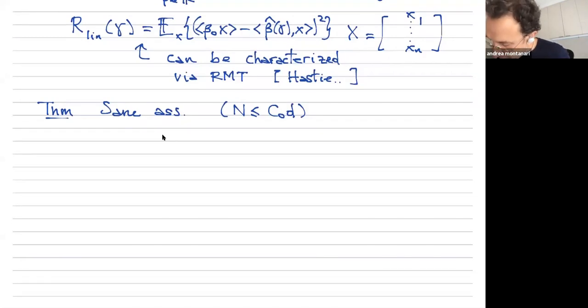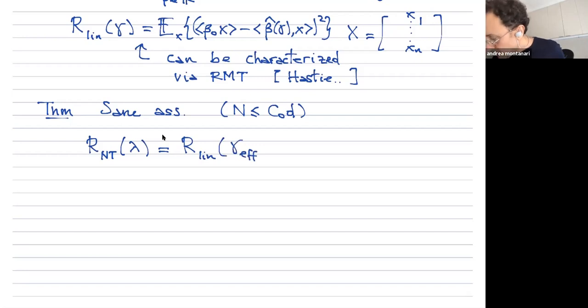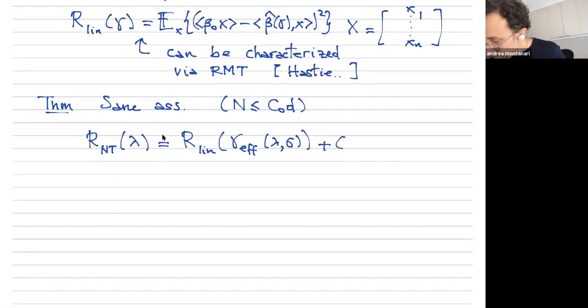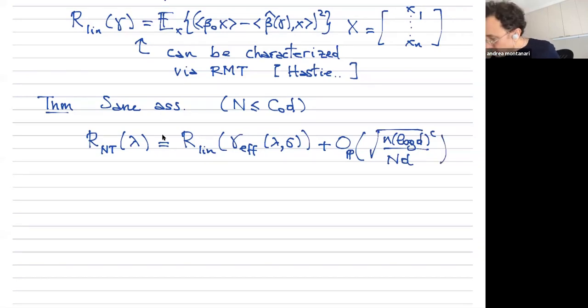Under this assumption, we have that the risk of the neural tangent model at regularization lambda is equal to the risk of the linear model at a new regularization that I'll call gamma effective, that depends on lambda and sigma, the activation function, plus an error that is of order n log d to the c and d. Okay, here we're not very careful in tracking the log factors.